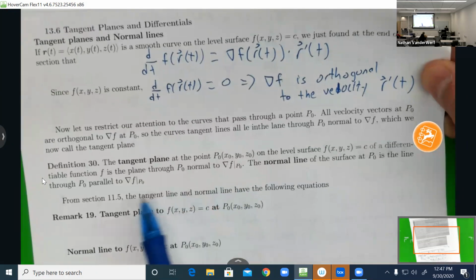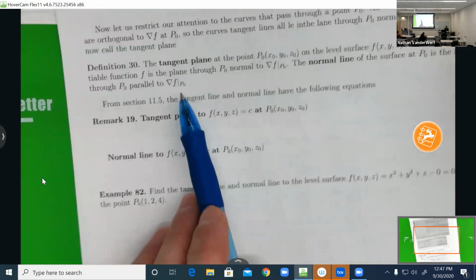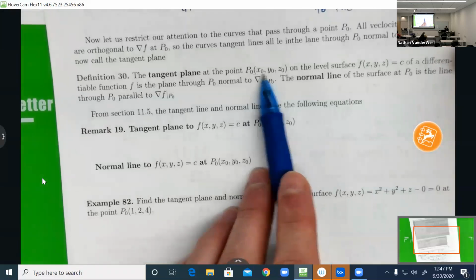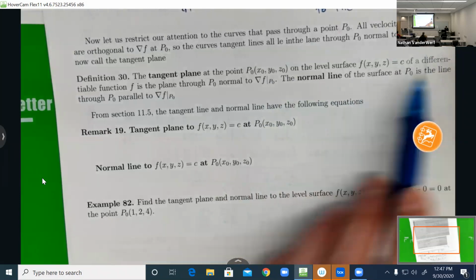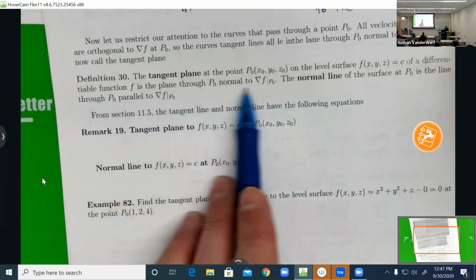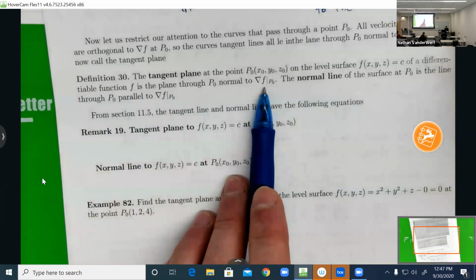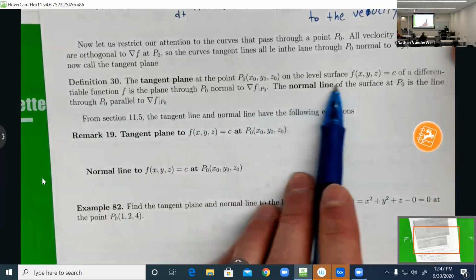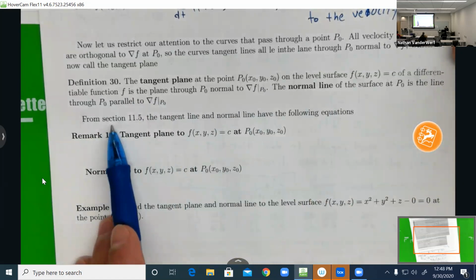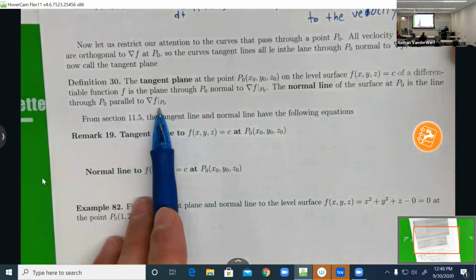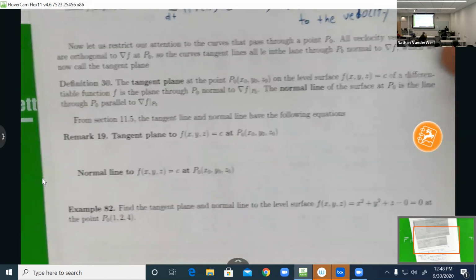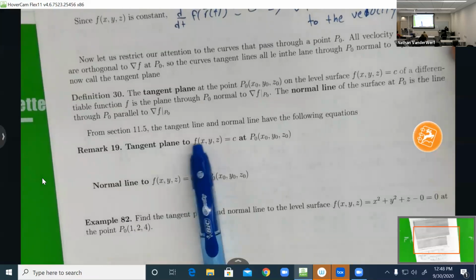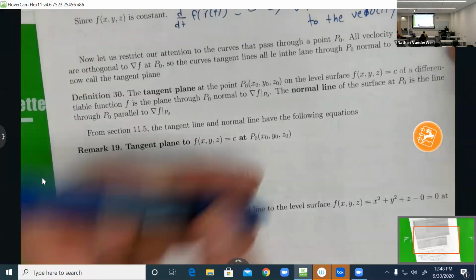So now we can properly define the tangent plane. The tangent plane at the point P0 (x0, y0, z0) on the level surface f(x, y, z) = c of a differentiable function f is the plane through P0 normal to the gradient of f at P0. The normal line of the surface at P0 is the line through P0 parallel to the gradient of f. We've been through this before, but let's write down what these equations are going to be.